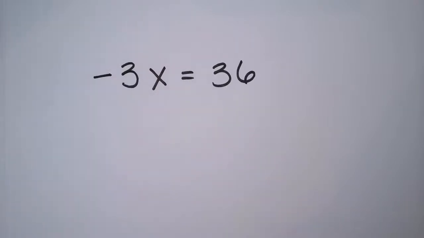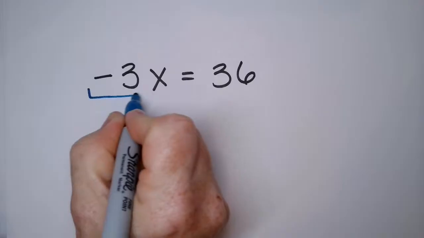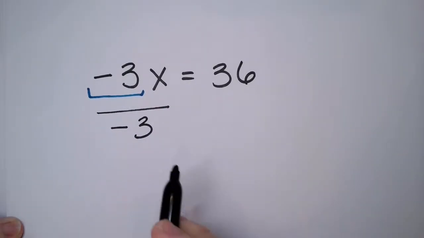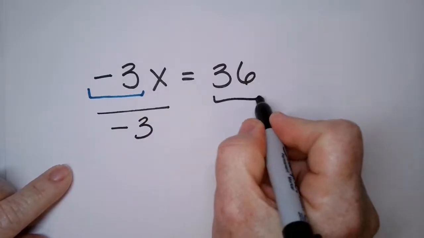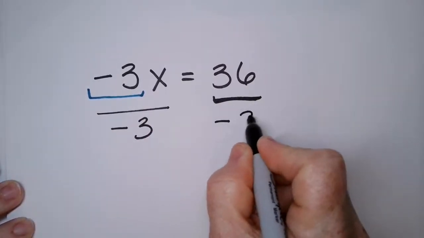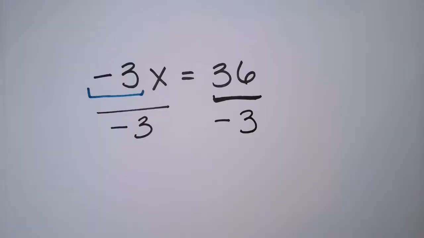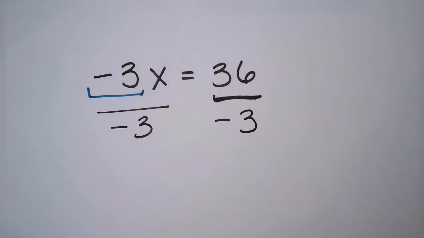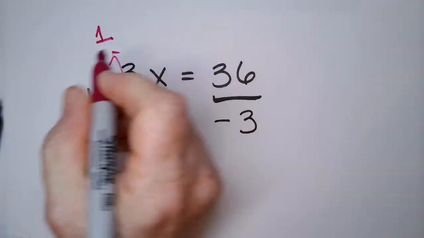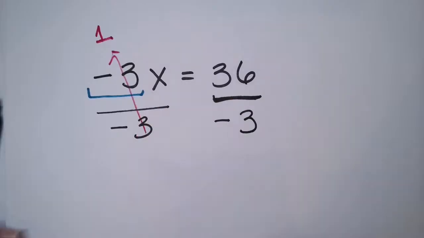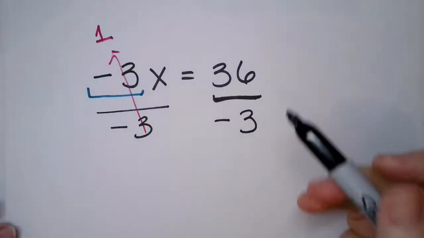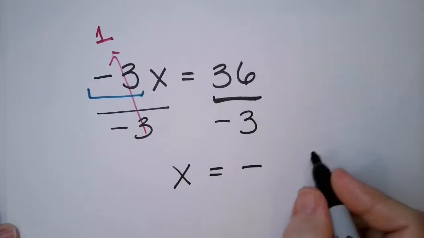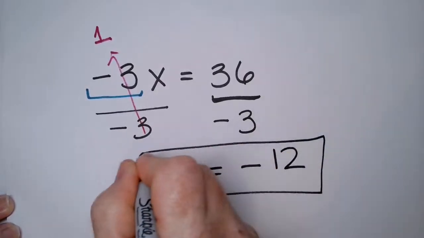Whatever is in front of the x, that includes the negative sign, that's what we're going to divide by. And you can't do it just to one side. You have to do it to both. So -3 over -3, that's another way of saying 1, because the numerator is the same as the denominator. And we have a positive and a negative, so that means our answer is negative. 3 goes into 36 12 times.